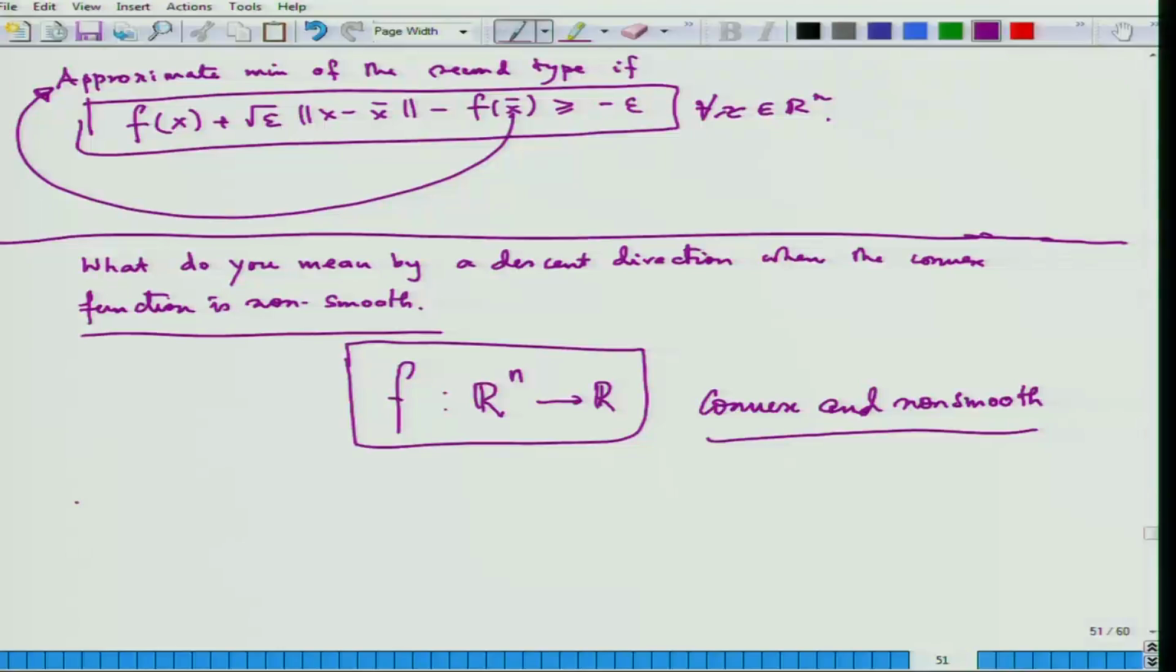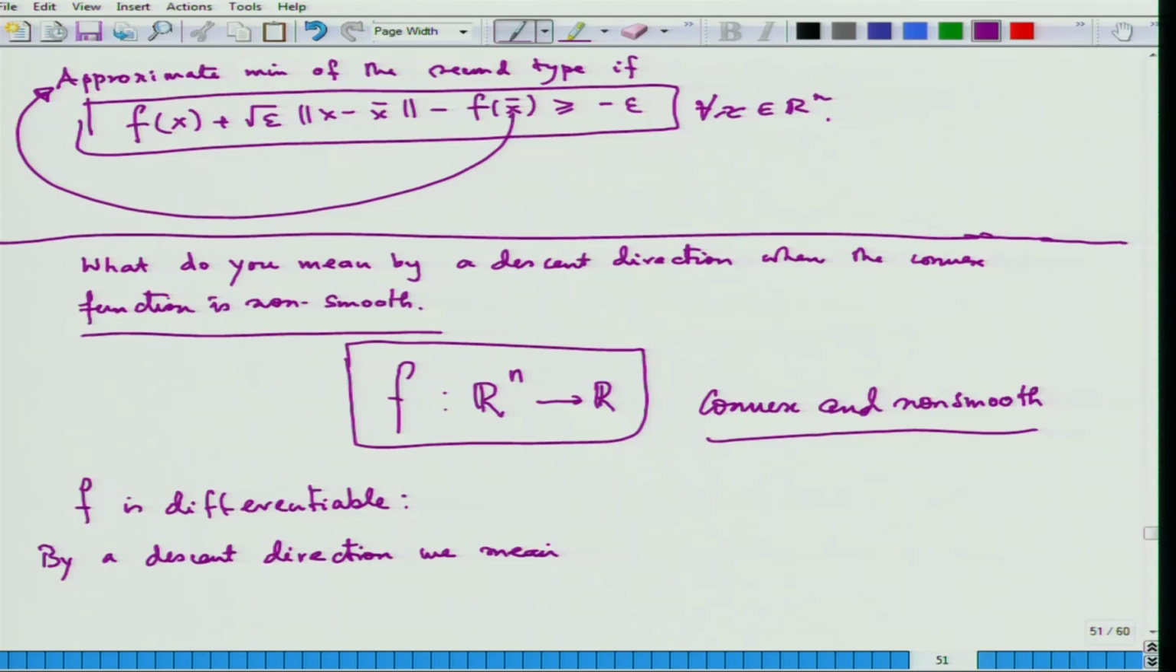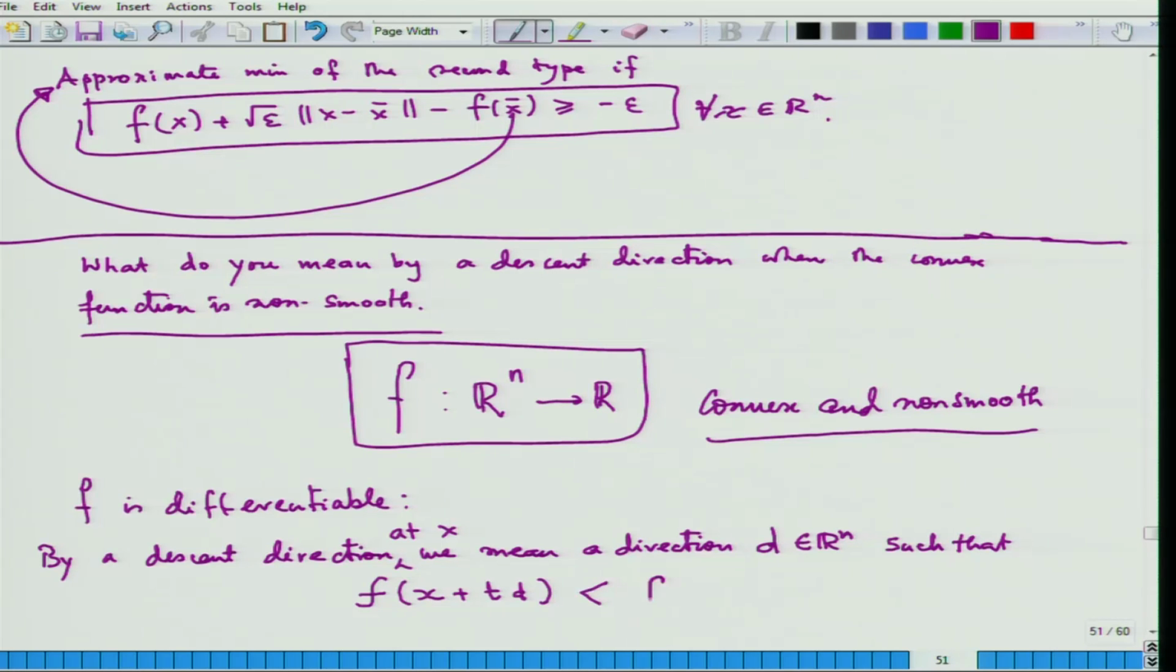So, now what do we mean by descent here? If f is differentiable, then let us recall what would happen. By a descent direction, we mean a direction d in R^n such that f of x plus td, so it is the descent direction at x, that is we are moving from the point x, is strictly less than f of x for t greater than 0 and sufficiently small.